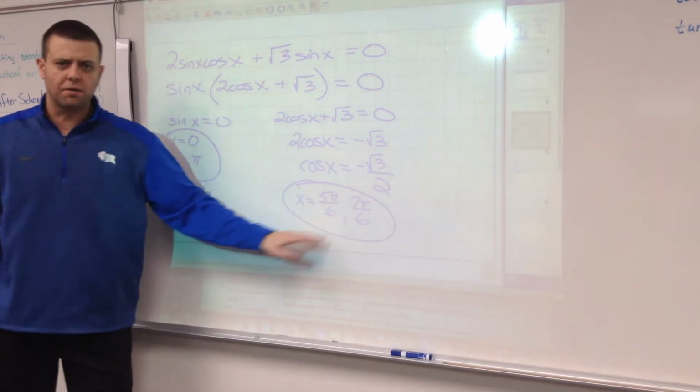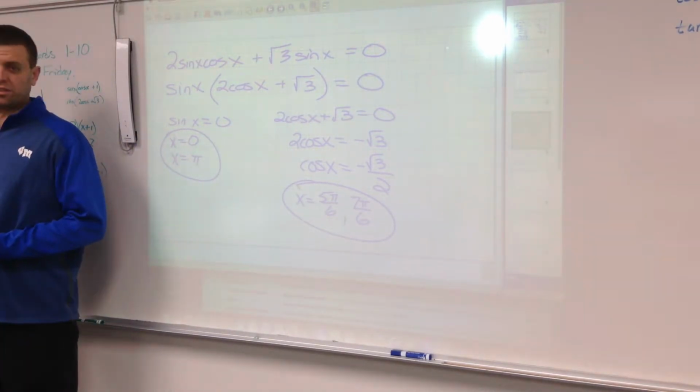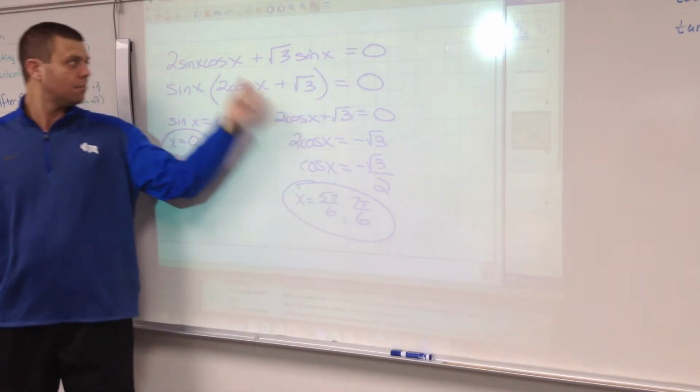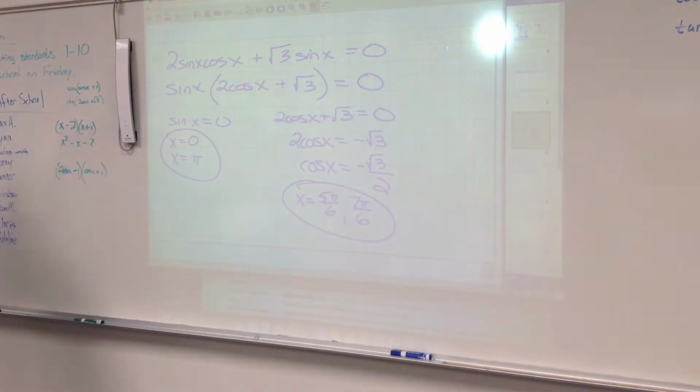Here's a couple answers that would work. By all means, we're solving equations, so if on a test you want to make sure you have the right answers, what should you do with these answers? Plug them back into the beginning, make sure they satisfy the equation.